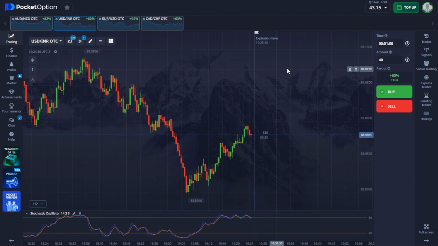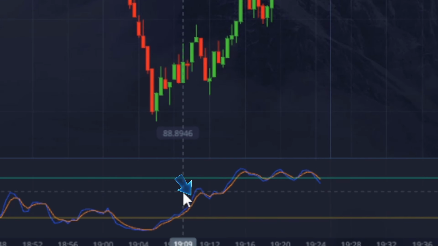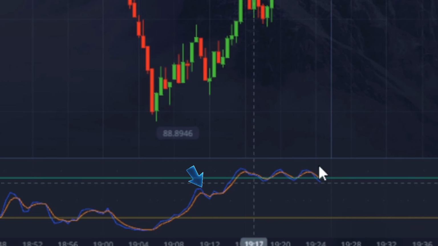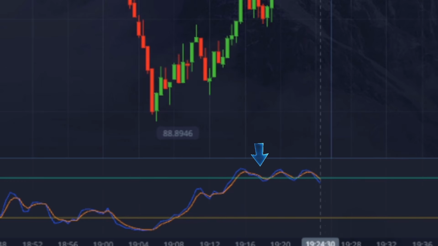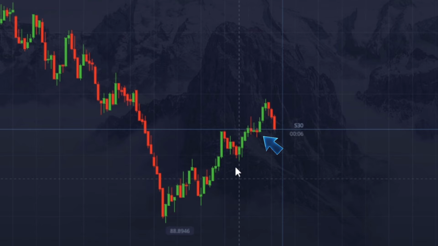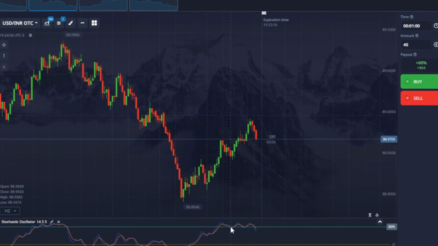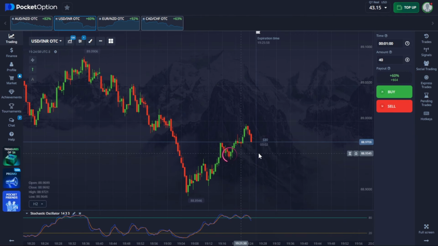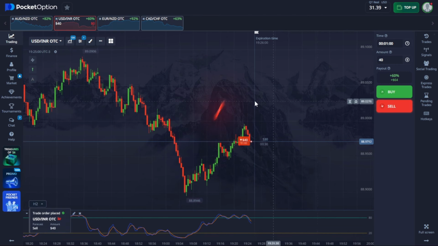So just set this. And when I have the first operation, the first entry, I will explain this for you. The first thing you need to pay attention to is the 2 lines on the Stochastic Oscillator. That is very important. I'm only entering when I get the pullback on the downside. You can see that right here.